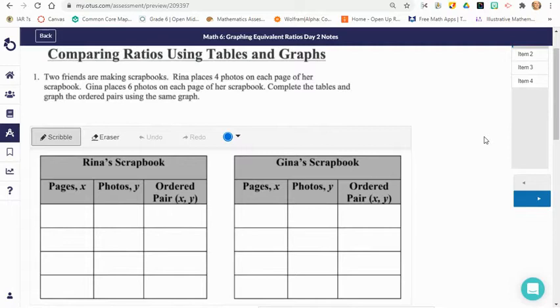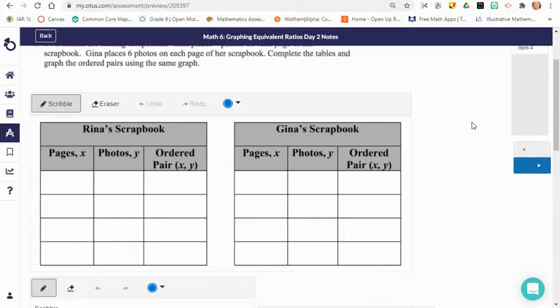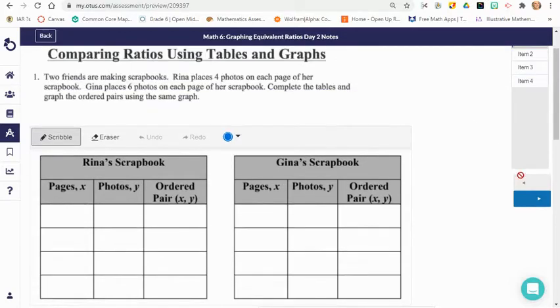So number 1 says 2 friends are making scrapbooks. Rena places 4 photos on each page of her scrapbook. Gina places 6 photos on each page of her scrapbook. Complete the tables and graph the ordered pairs using the same graph. So I'm going to start by filling in these tables.